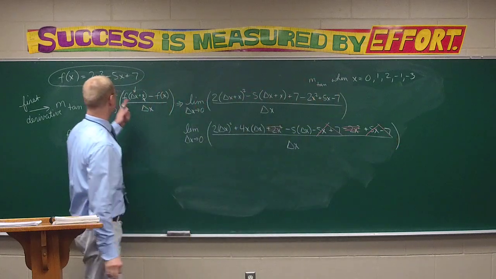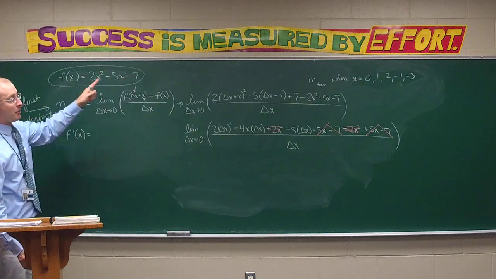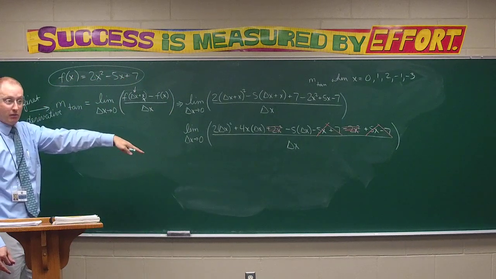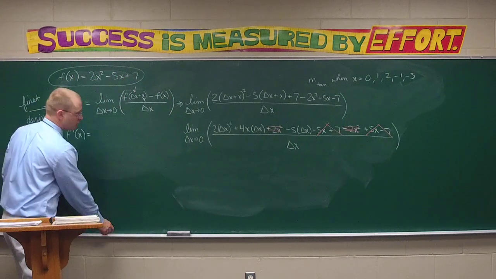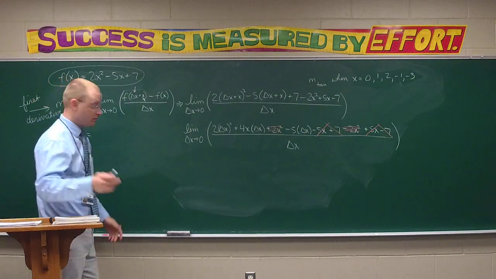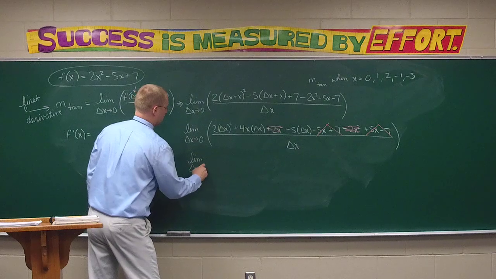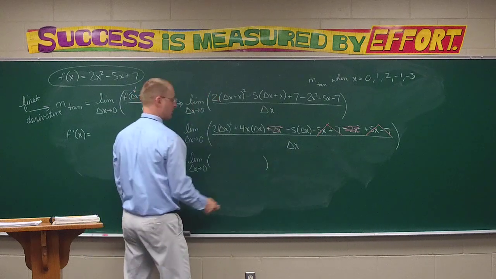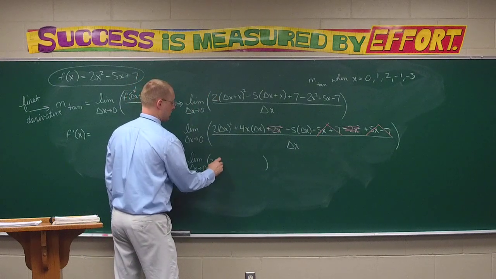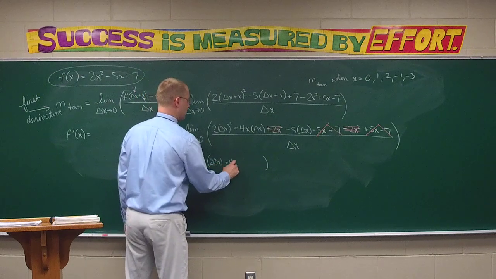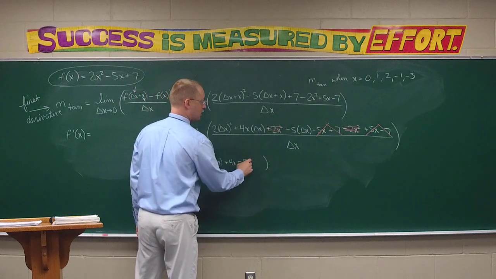By the way, however many terms are in the original should be how many pairs of terms you end up having to cancel away. And then we divide by delta x to get 2 delta x plus 4x minus 5.